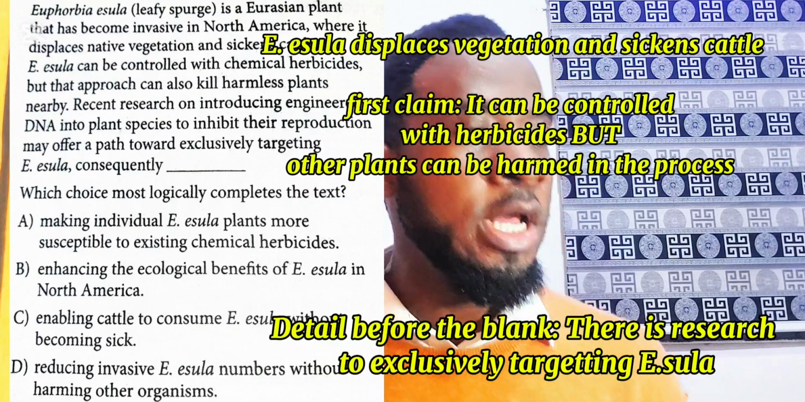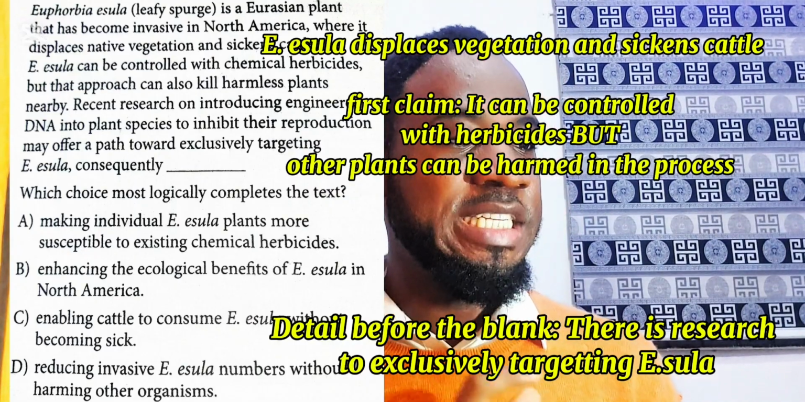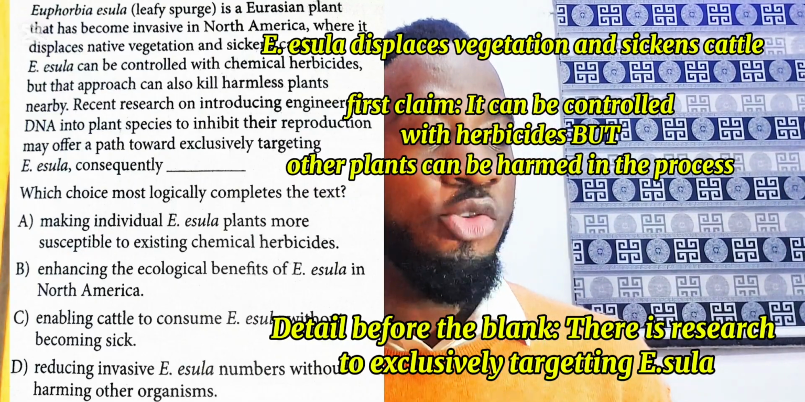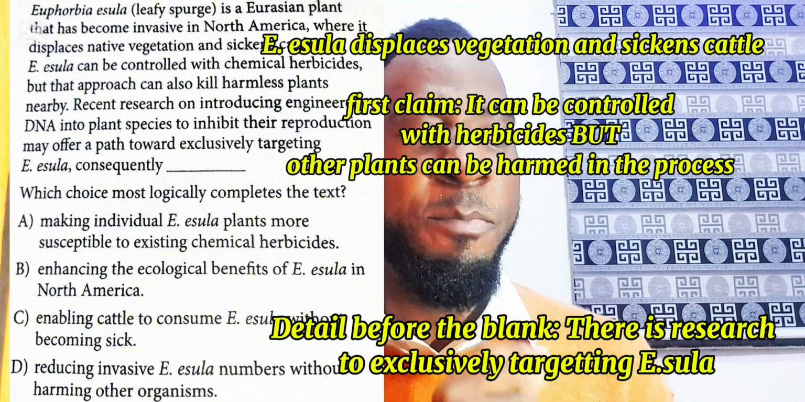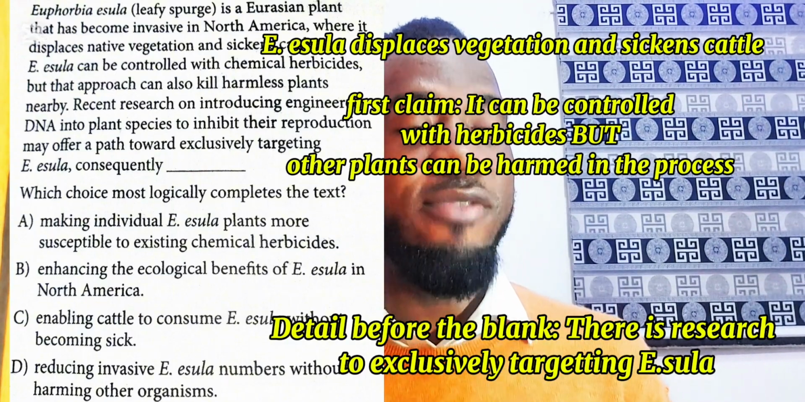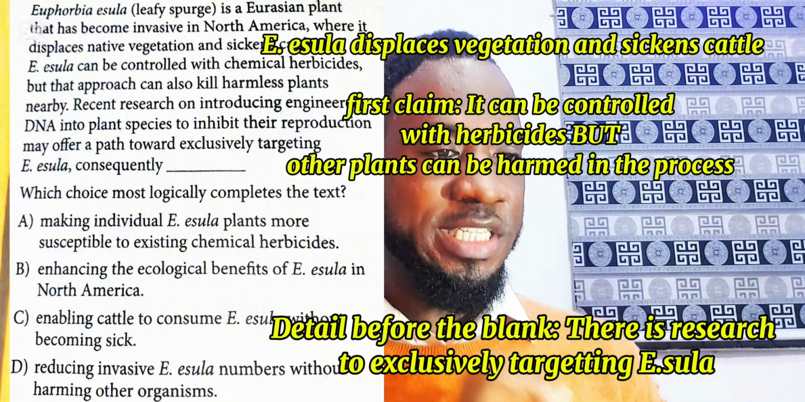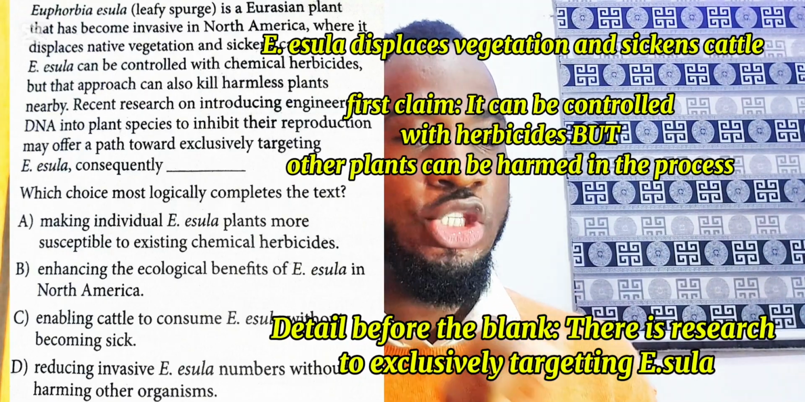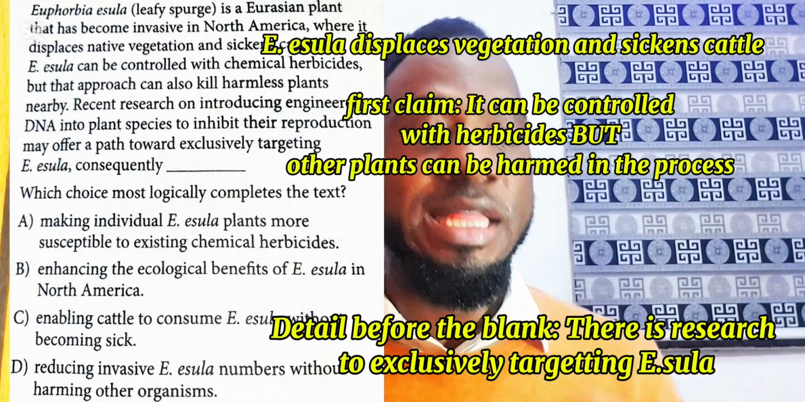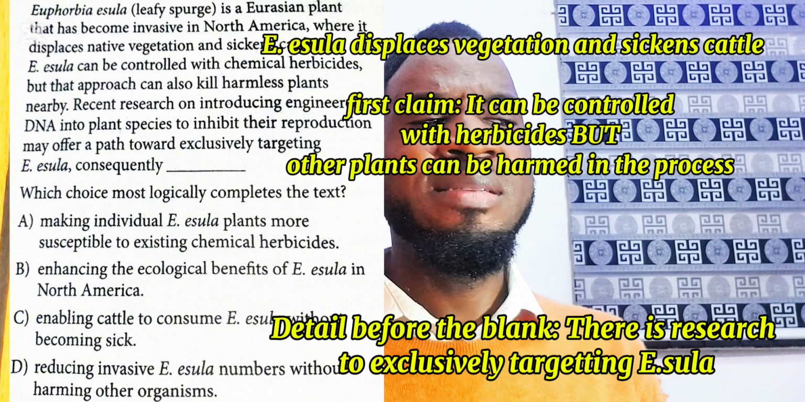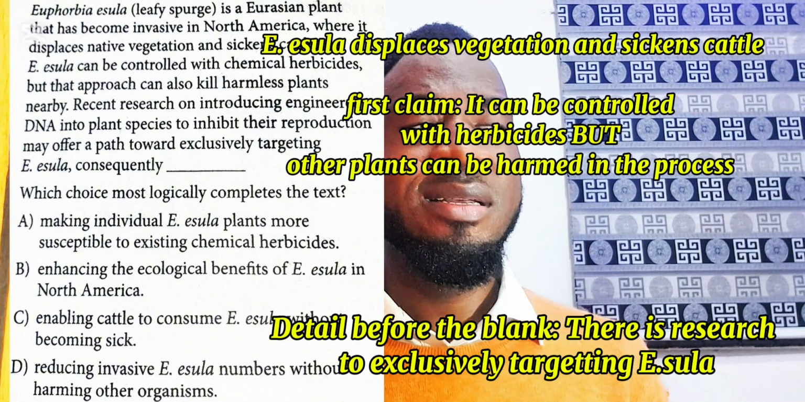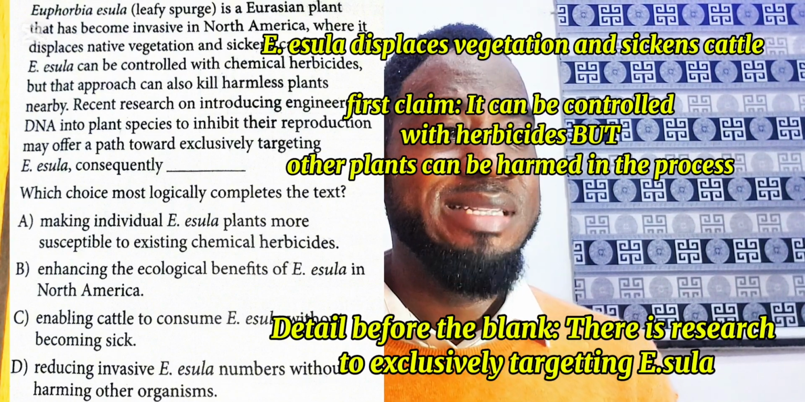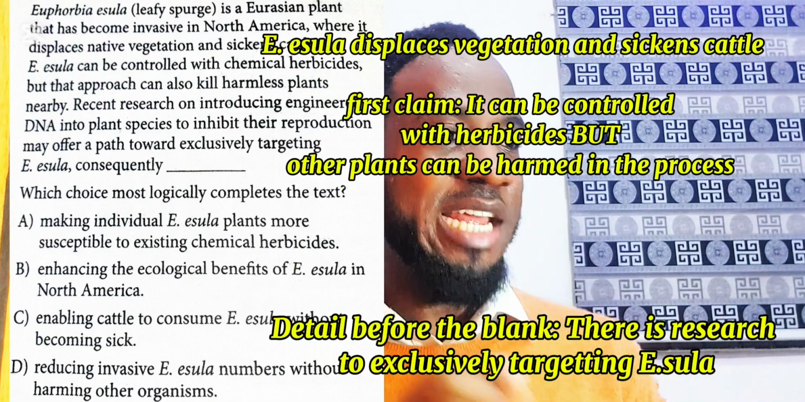Even as detail, recent research on introducing engineered DNA into plant species to inhibit their reproduction may offer a path towards exclusively targeting Usula. So of course, we see that there is a recent research devoted to ensuring that Usula can be targeted naturally without affecting other plants. I think I just made a prediction. Is that easy? Now, where did I get that from?